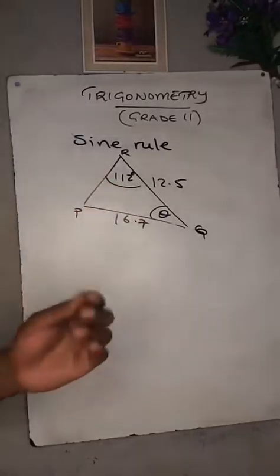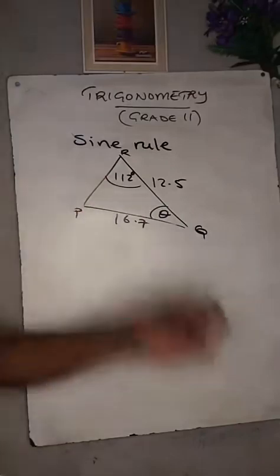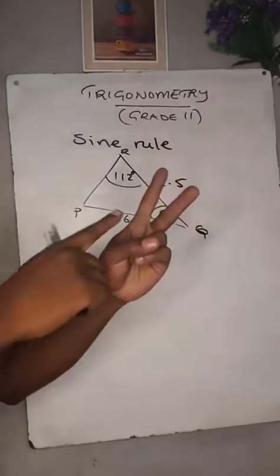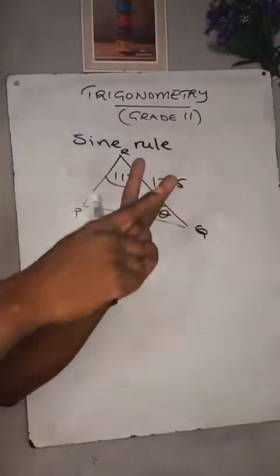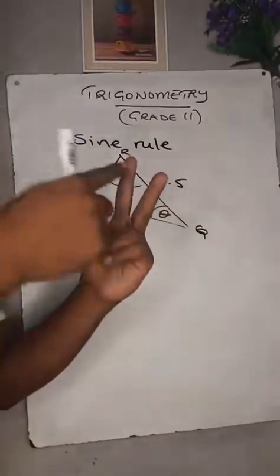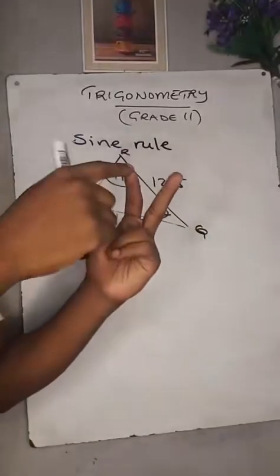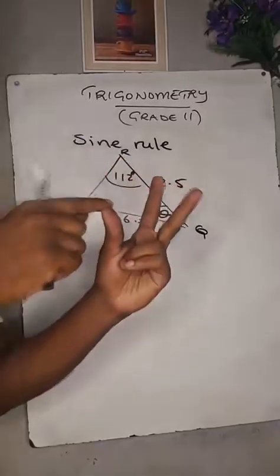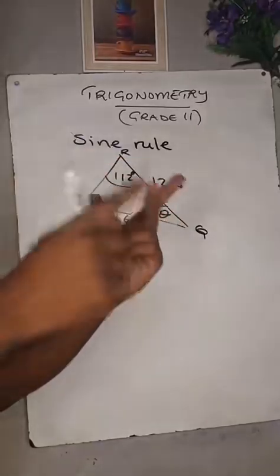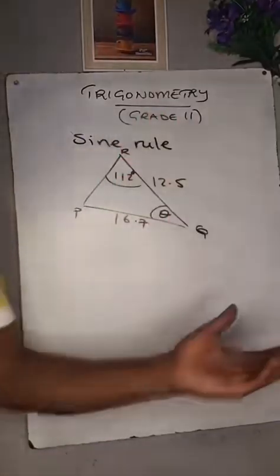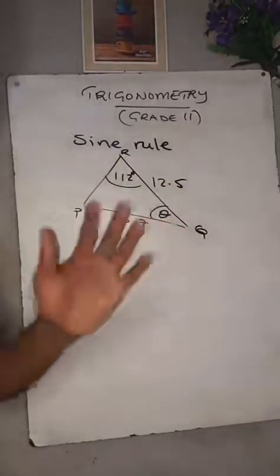In other words, you need to have at least two angles and a side. One of these angles should have a pair, that is, an angle and a side. Then with the other angle, you'll be able to find another side. Hold on, look at this.